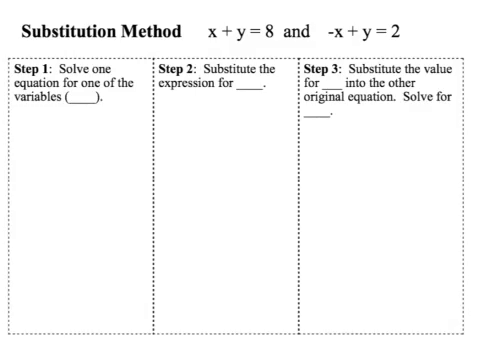Okay, so the first method we're going to talk about is substitution. So we have our system right here, x plus y equals 8, and we have another equation, negative x plus y equals 2. You can break this down into 3 steps.